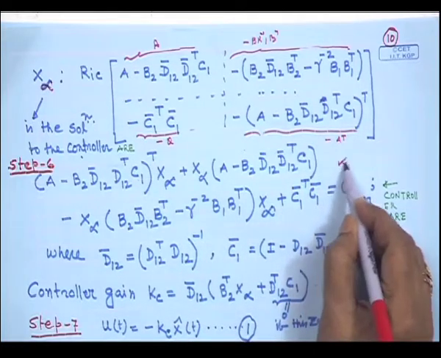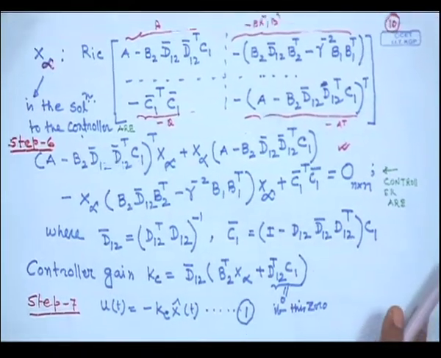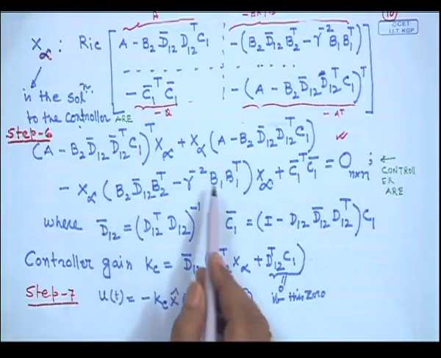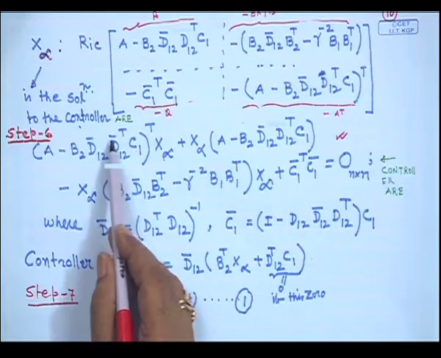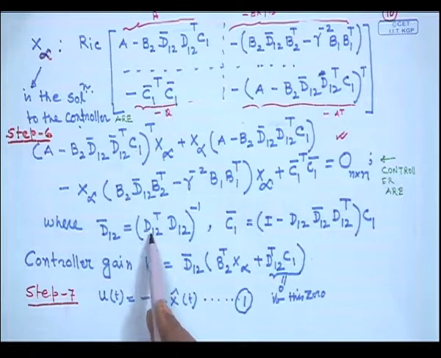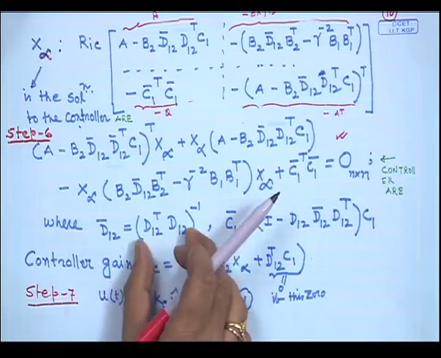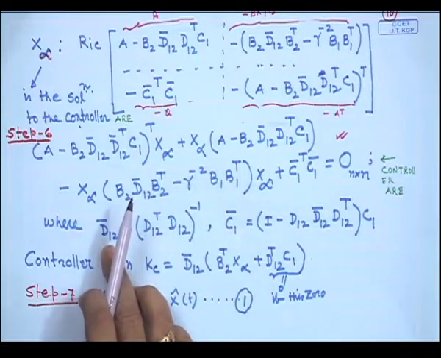So, this is the Riccati equation for designing the controller, the H infinity controller. And here we introduce the new thing, D1 to bar. D1 to bar is D1 to transpose D1 to, that I am considering, D1 to bar inverse. Agree? The whole thing is D1 to bar inverse.